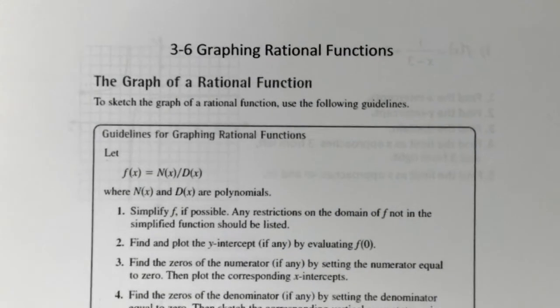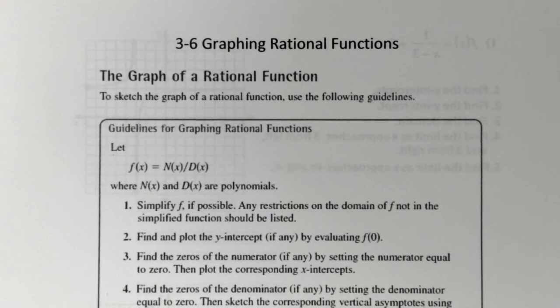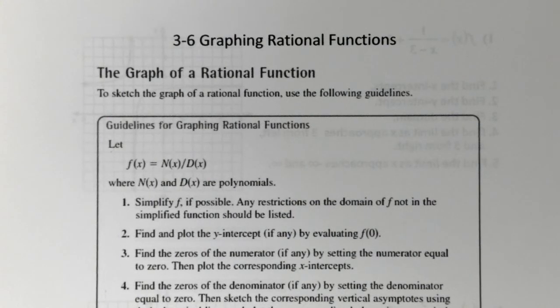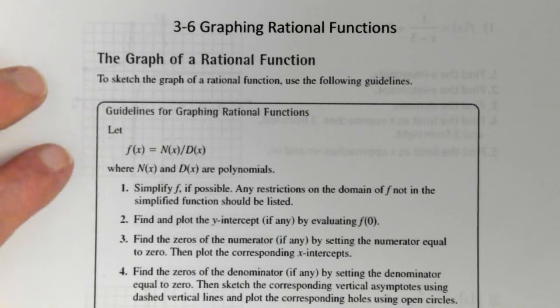Okay, in this section 3-6, the topic is graphing rational functions. And the first thing that we come to here in this section now is a set of guidelines for graphing a rational function if you had to graph it by hand and did not have some sort of a graphing utility at your disposal. So if you had to graph this thing completely by hand and you didn't have any sort of a graphing calculator or anything to use, these are the guidelines that you would use.